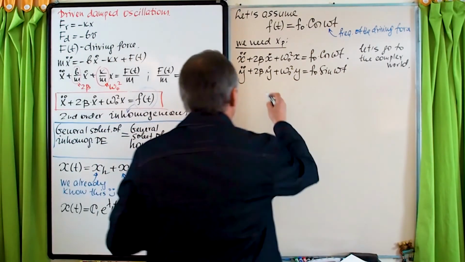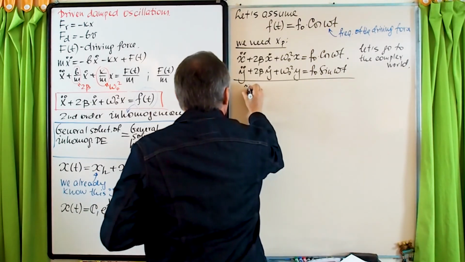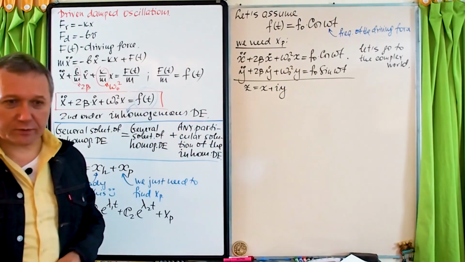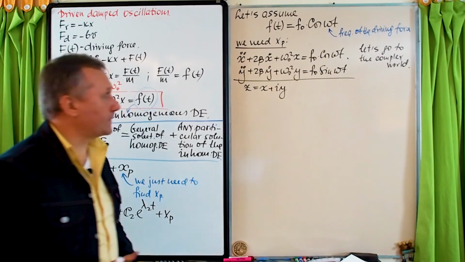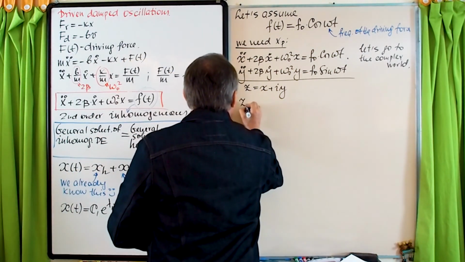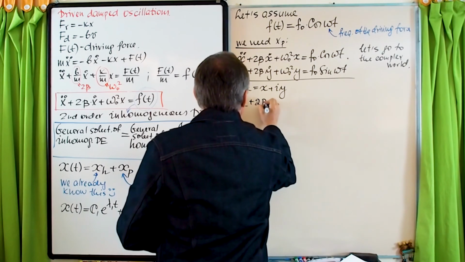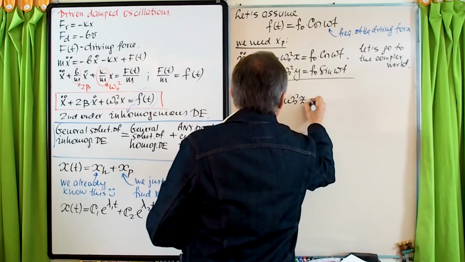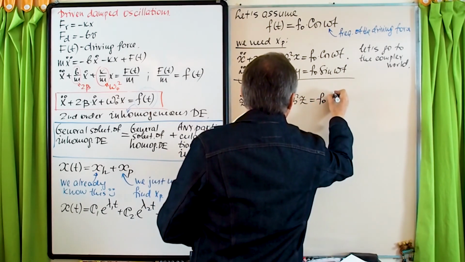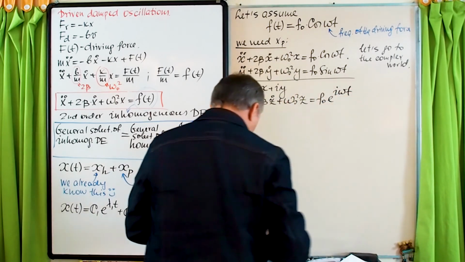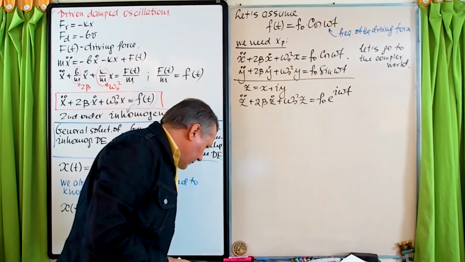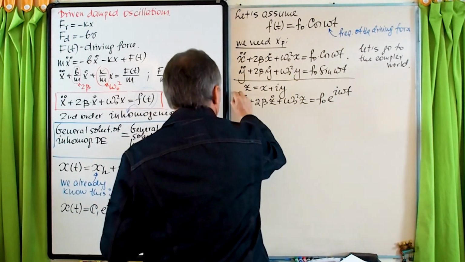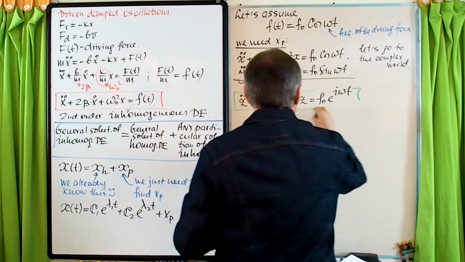So let's do it. We can introduce z, which will be x plus i y. As a result, we can write this differential equation in the complex form: z double dot plus 2 beta z dot plus omega naught squared z equals f naught e to the power of i omega t. Let me frame it, because now we're going to dance around this equation all the time.